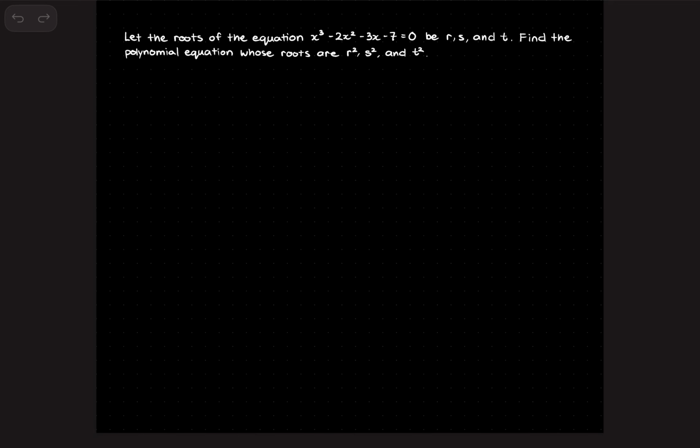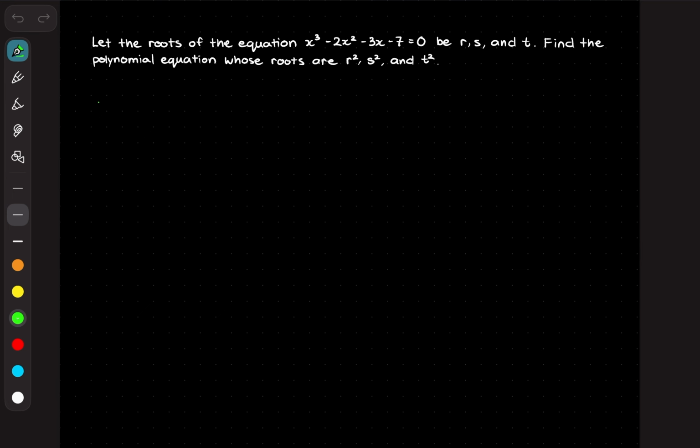In this video, we'll be solving the following problem. Let the roots of the equation x cubed minus 2x squared minus 3x minus 7 equal to 0 be r, s, and t. Our goal is to find the polynomial equation whose roots are r squared, s squared, and t squared. Before we begin, you may first try this one out on your own. Okay, so let's begin.